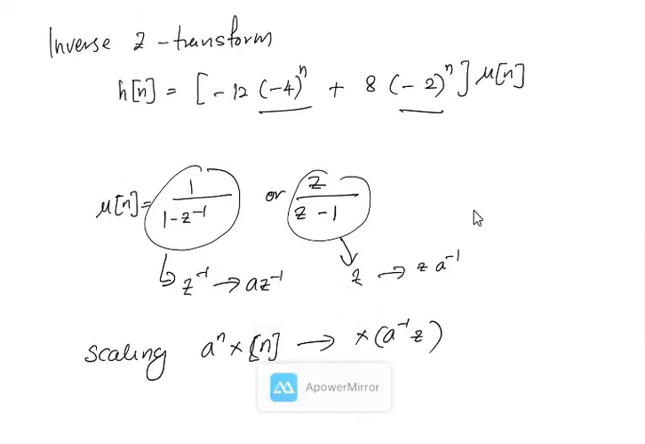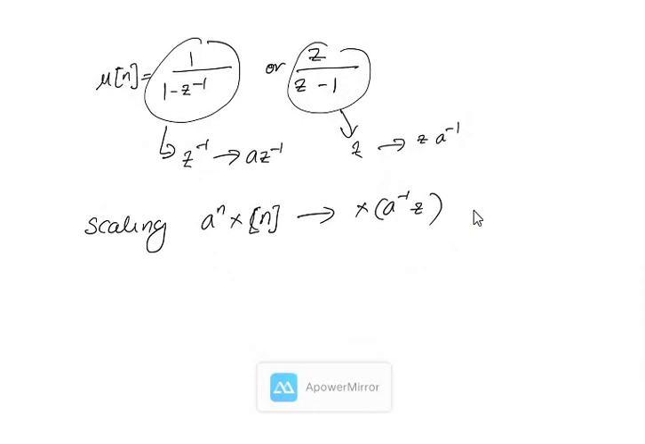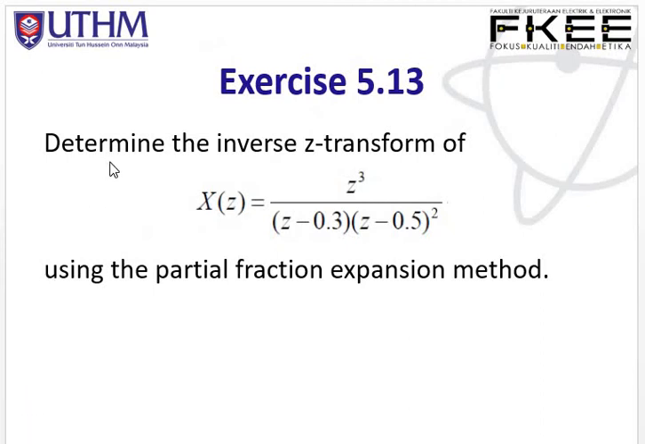So I hope you can understand how to find the inverse Z transform using this partial fraction expansion, especially for the last part, when you want to transform from the Z transform to the x[n]. If you are free, you also can do this exercise by determining the inverse Z transform of this question using the partial fraction expansion method.